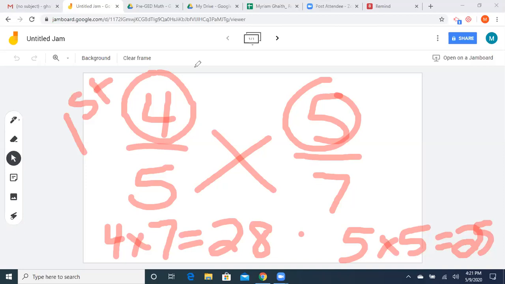So 4/5, would you say is greater than, less than, or equal to 5/7? Greater than. Why? Because 28. Yes. Other one, 25. Greater than, that's it. Very good. Do you want to try one more?